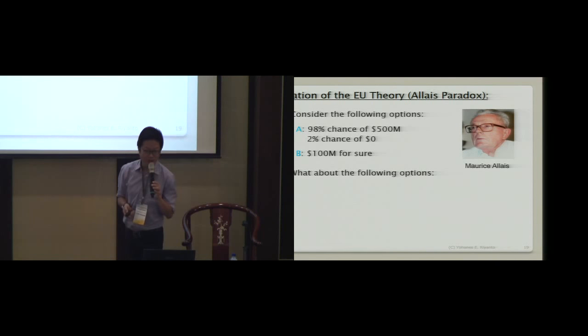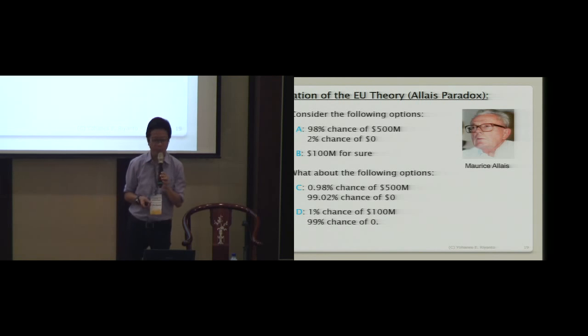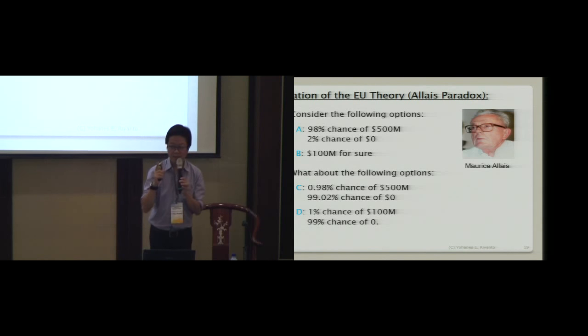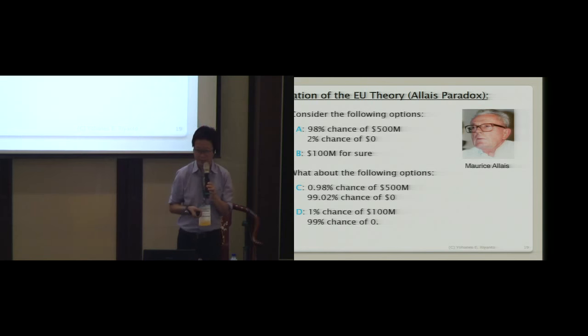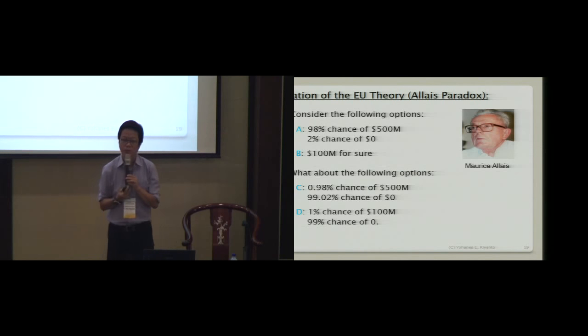So what about the following options? Option C, with 0.98% chance, you get $100 million. That means with the remaining 99.02% chance, you get nothing. Option D, with 1% chance, you get $100 million. With 99% chance, you get nothing, zero. Which one will you choose?